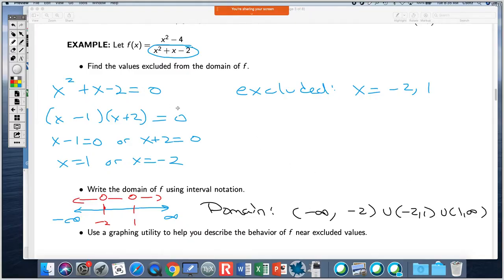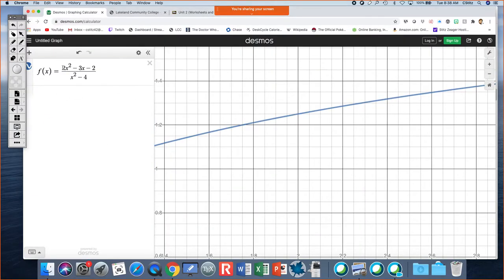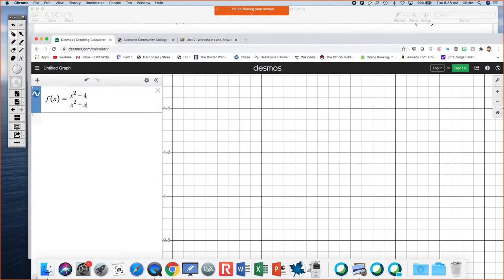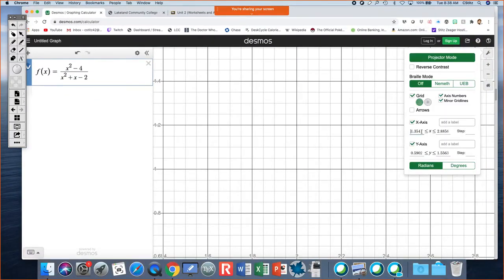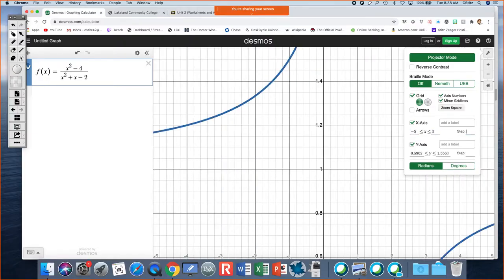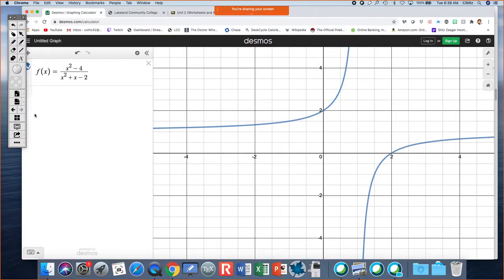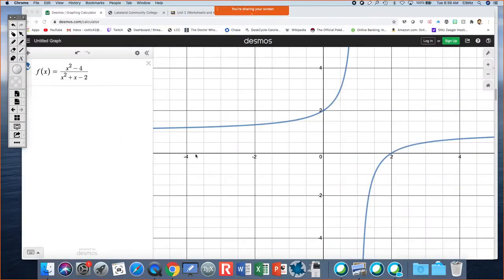Now it says use a graphing utility to help you describe the behavior of f near the excluded values. So we're going to dial this into Desmos. We've got the x squared minus 4 on the numerator, and x squared plus x minus 2 on the denominator. Let's zoom this back to a standard window, -5 to 5. And what do we see here? Our two excluded values were -2 and 1.